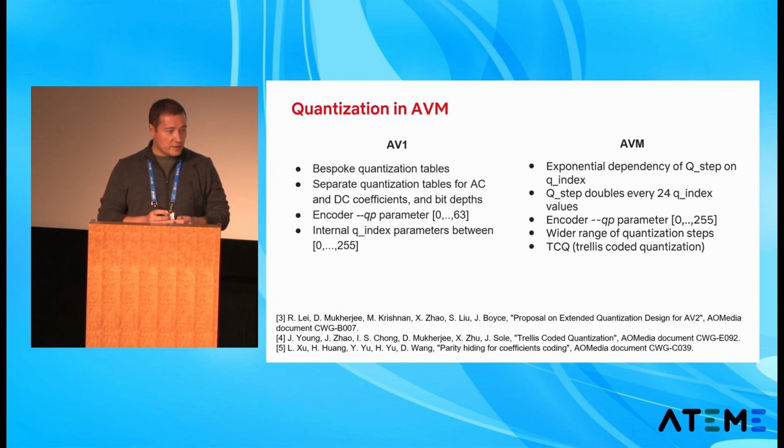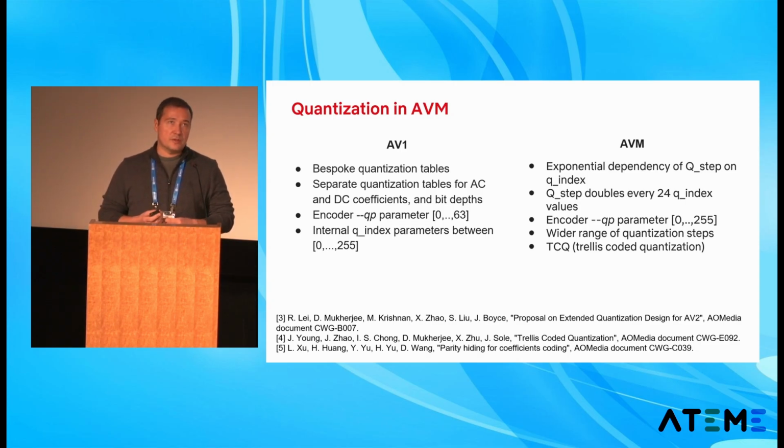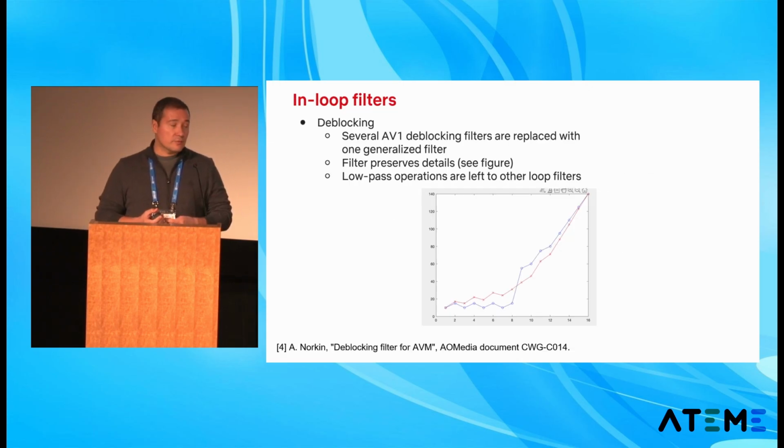Also, there is a wider range of quantization steps compared to AV1, so now you can go basically to lower bitrate using coarser quantization. Also, TCQ, trellis-coded quantization, was added, which is a coding tool that has been used in some standards since JPEG 2000. The in-loop filters, as I mentioned, there has been a lot of work in the in-loop filtering, including the loop restoration, Wiener filters, cross-component filters, and so on.